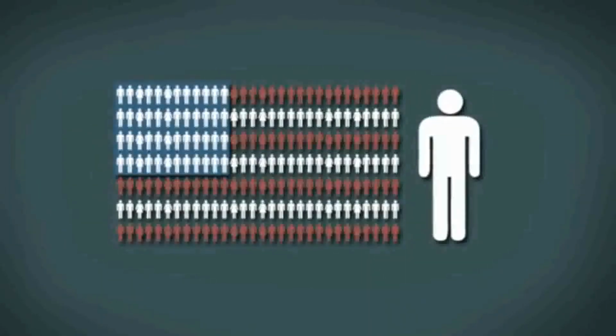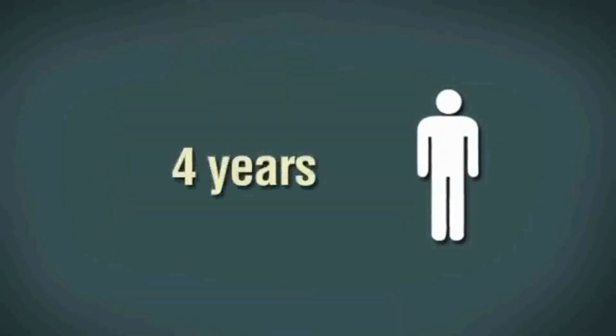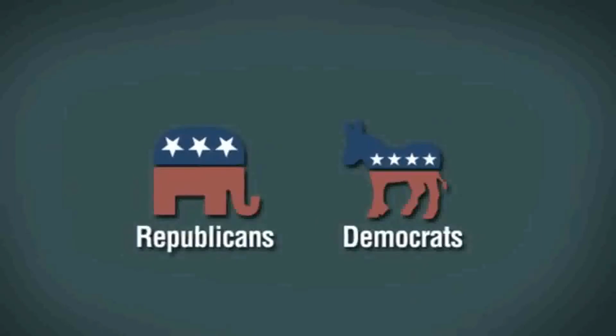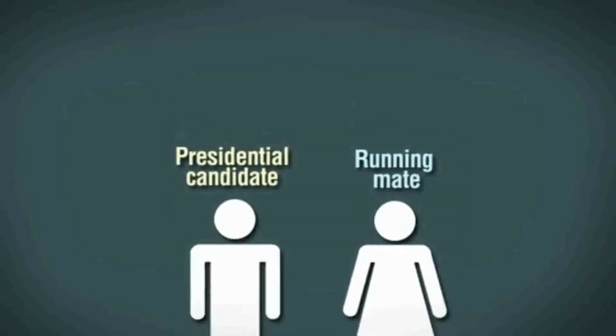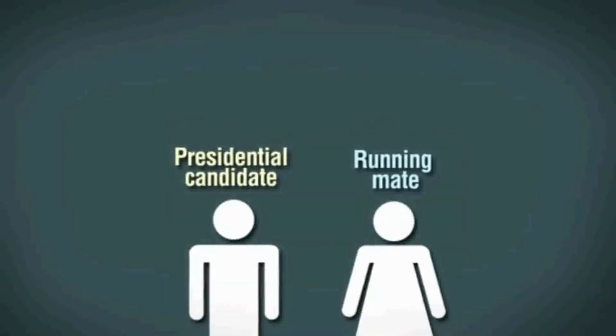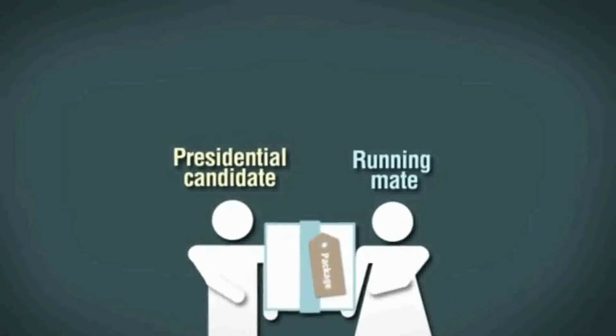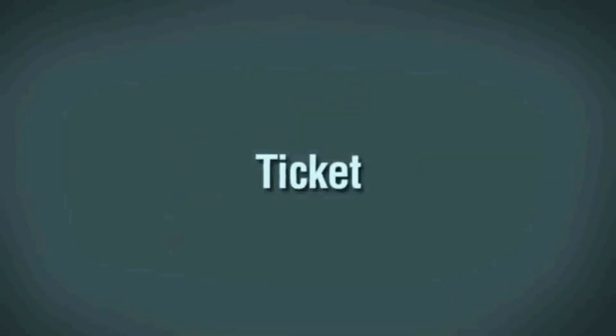So how do Americans choose their leader? Well, presidential elections take place every 4 years. The two main parties, the Democrats and the Republicans, host big get-togethers where they choose their presidential candidate, the person they think will be the best leader for the nation. The winning candidate then chooses their vice presidential candidate, also known as their running mate, to help support the campaign. Presidential candidates usually choose someone with different areas of skill or knowledge, so they present voters with the best package. Together, they're known as a ticket.